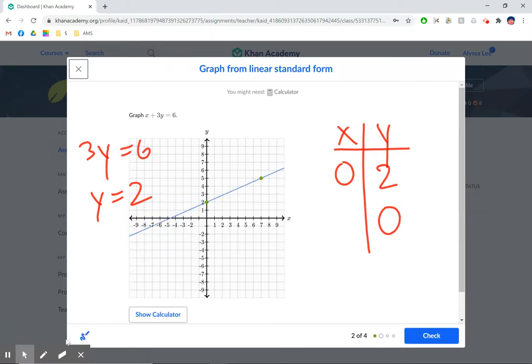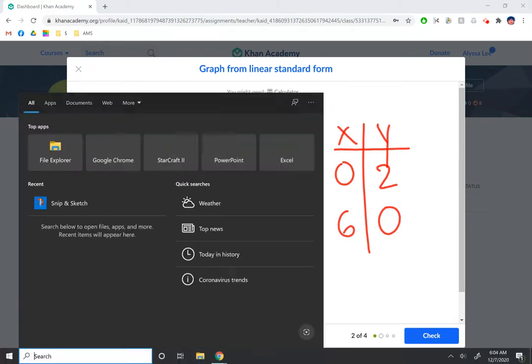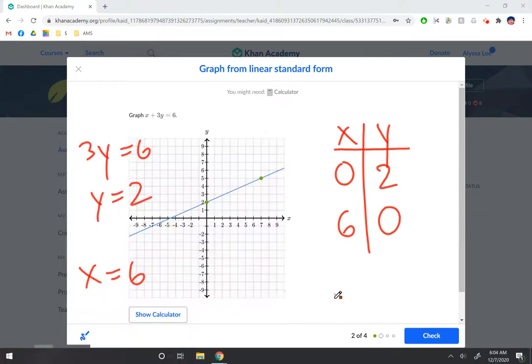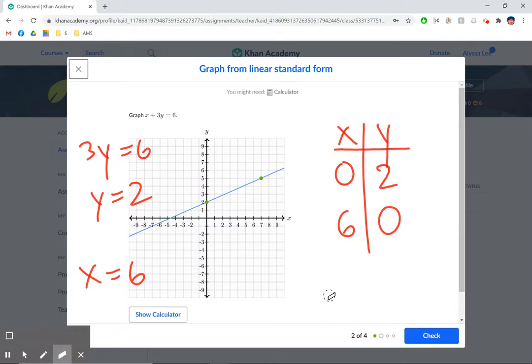Okay, find your next point. If my y is 0 for an x-intercept, y is 0, plug it into there, 3 times 0 is 0. I'm just left with the equation x equals 6. I don't even need to solve anything, right? Because x is already by itself. So if my y value is 0, my x value has to be 6. Let's write that in. 6, comma 0. Oops, sorry. Y is equal to 0. So then let's place this point right there.